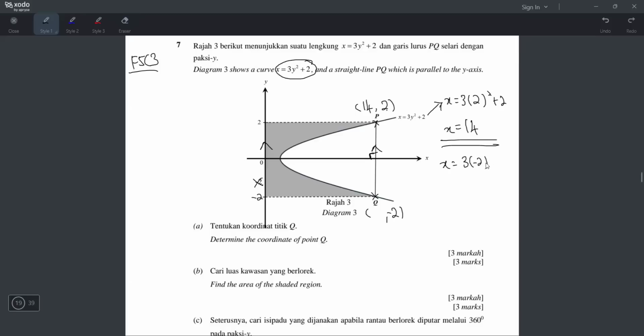So 3 times negative 2 squared plus 2. But guess what? You get 14 also. Because when you take negative 2 squared, it's positive 4, and then times 3 is 12, plus 2 is 14. So really, I'm not lying to you. They really have the same x-coordinate, 14. And there's one more point we can find, which is this point.